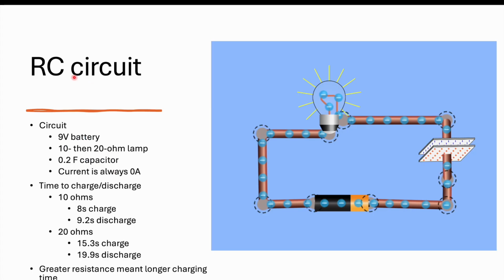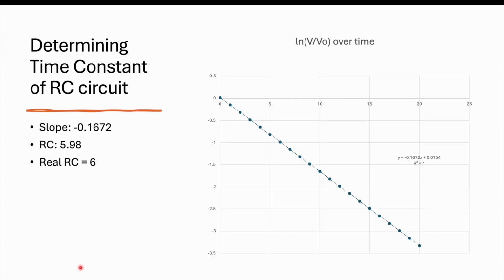So here is the RC circuit. We have a 9 volt battery connected to a 10 and then 20 ohm lamp and a 0.2 farad capacitor. So the current is always 0, as is the case with an RC circuit. So the time to charge and discharge can be found here. We can see that the greater the resistance, the longer the charging and discharging time.